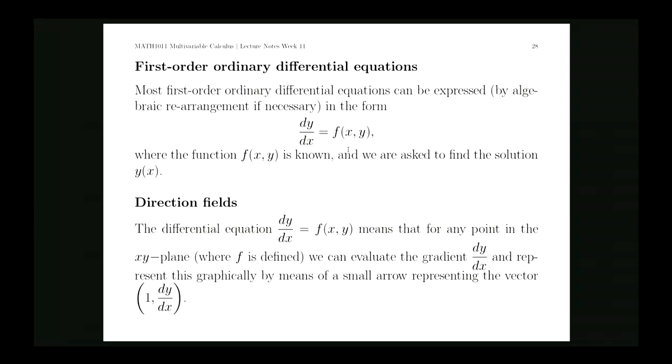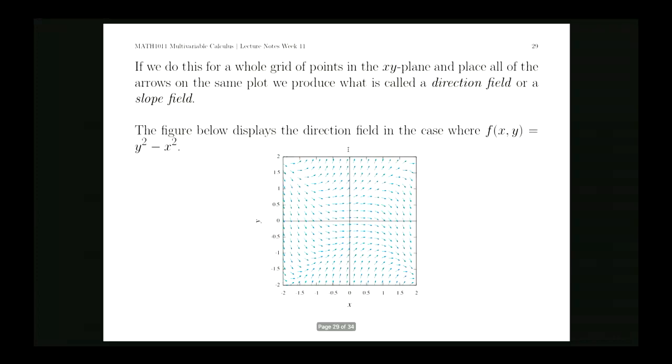Right? So this differential equation means that at any point in the xy plane, obviously where this function f is well behaved, if you can't take square roots of negatives, that sort of thing, then all that means is that there's no real solution in that region. That's all. There might be complex ones. Differential equations with complex variables, awfully nasty thing to work with. Right? But this means that formally we can evaluate the derivative or the gradient and represent this graphically by a bunch of little arrows, little vectors that have x component 1 and y component dy/dx. If you do this for a whole bunch of them, you get what's called a direction field or a slope field.